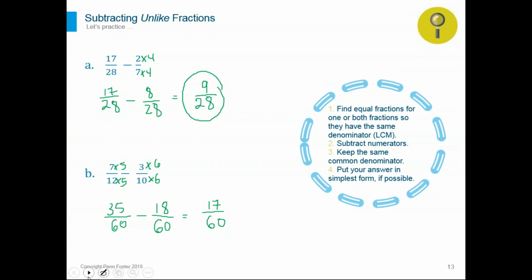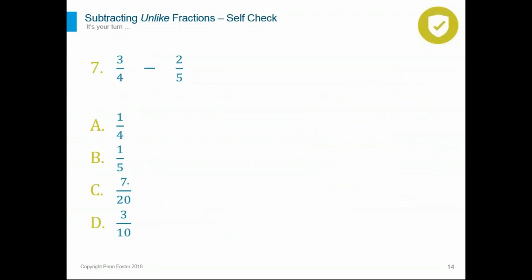Let's move on to a self-check problem. Again, 3 over 4 minus 2 over 5. What do you think? Are we going to change both fractions or one fraction? Is 5 a multiple of 4? Based on your answer to this little question, you will know if you have to change one or two fractions. Write down the problem again. If you have to do a manual way to find the common denominator, take the time to do that, and then decide on the common denominator.